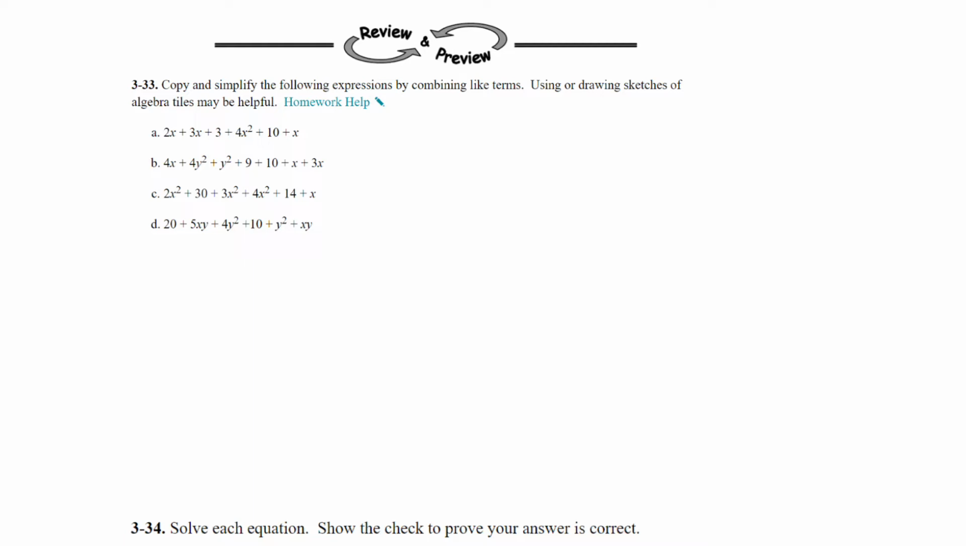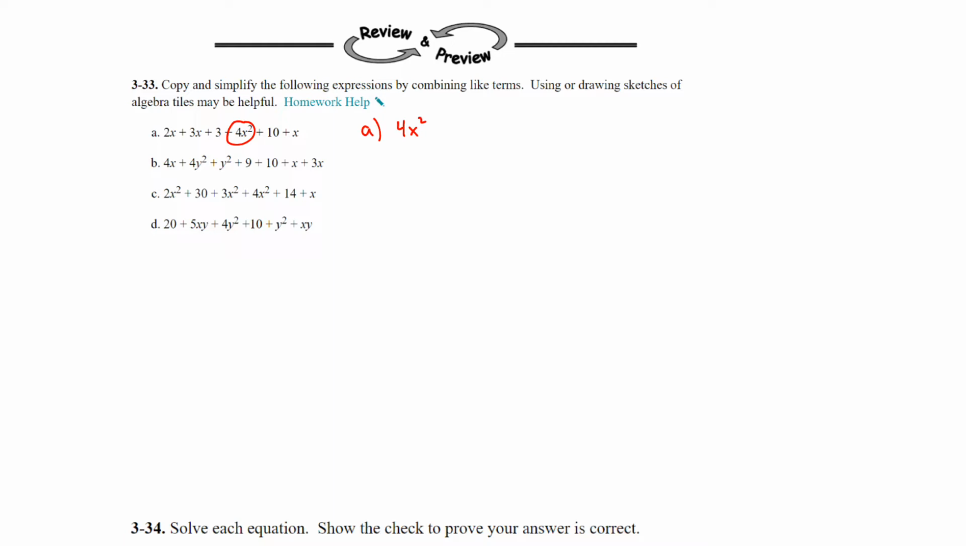The first question wants you to copy and simplify the following expressions by combining like terms. So we want to find the like terms, the ones that have the same variables with the same exponents, and add those together or subtract. In this case, on example A, we have 4x squared, and it's the only x squared term, so that one will stay the same, so we'll do 4x squared.